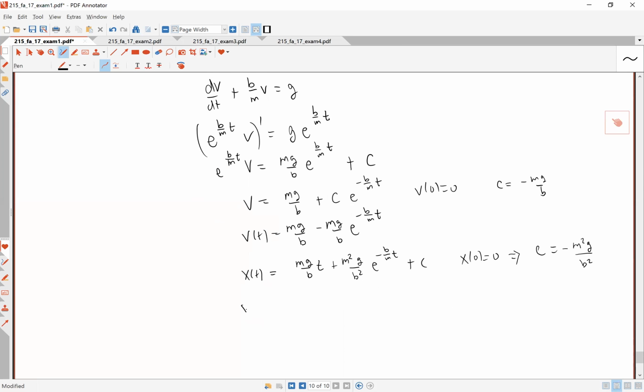All right, so our height x of t is mg over b t plus m squared g over b squared e to the negative b over m t minus m squared g over b squared.